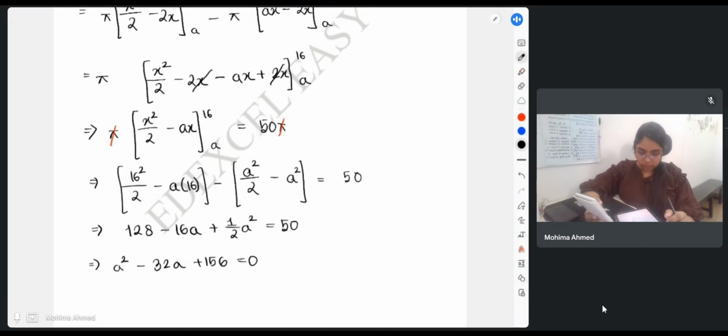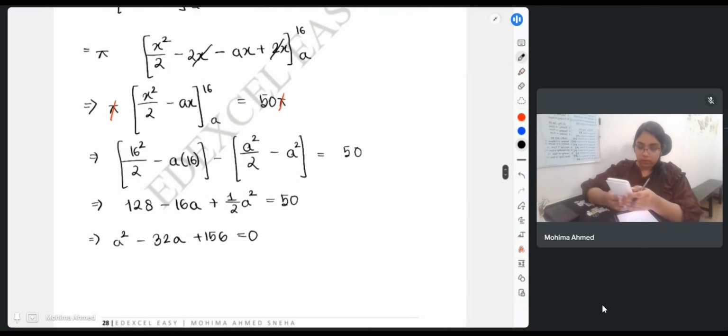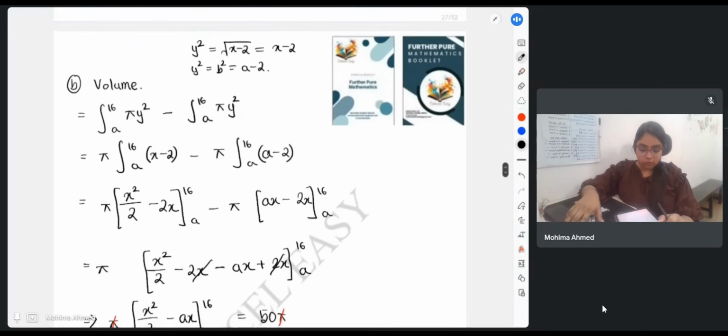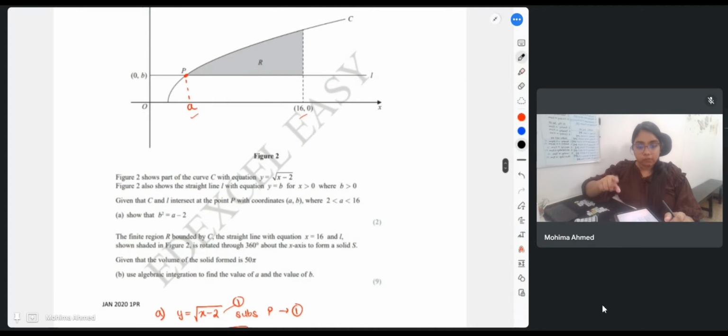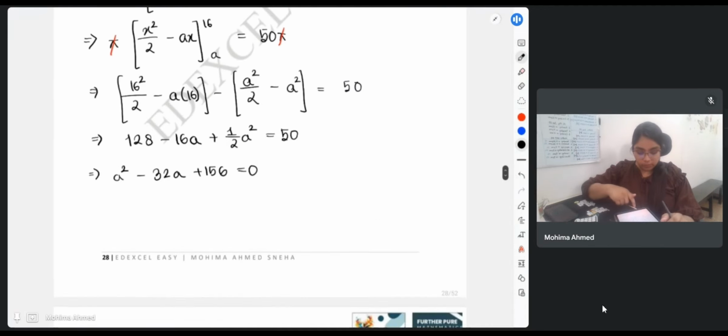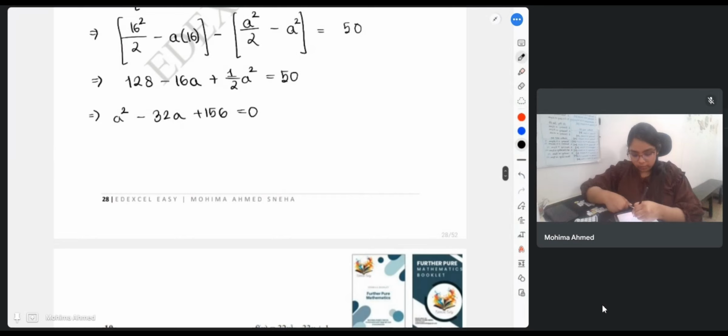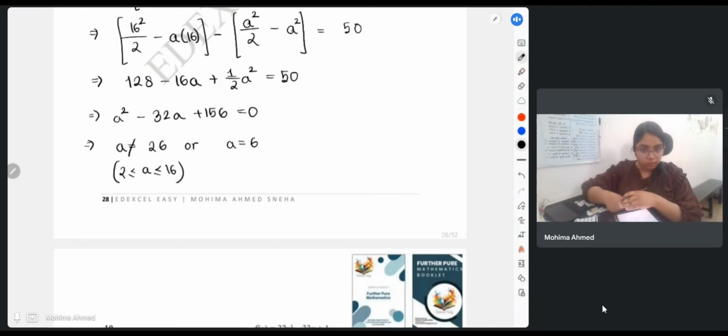Positive 156. Okay, over here, if you carry out the middle term, one minute, I think I got the answer. The value for A you get is either 26 or 6, right? Now, in your question, it was already given that the value for A must lie between 2 and 16. So from this part, if you carry out the middle term, the value for A is going to be either 26 or 6. Obviously, we're not going to accept 26 because A should be greater than 2 and less than 16. So I'm not going to accept that value for A.